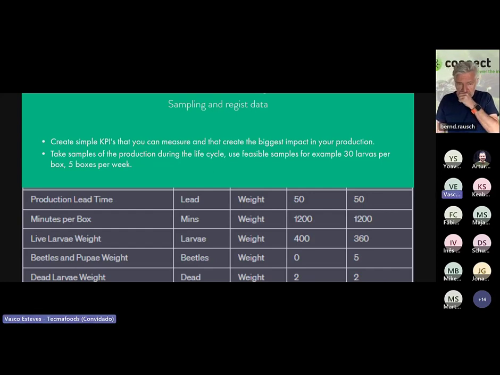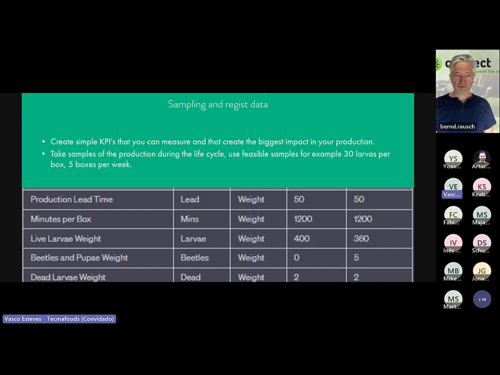So you need to steer the production. How good am I compared to the growing curve, the standard growing curve? Are my larvae good? No mortality? They are increasing in weight. So make simple KPIs. I have some here, like the population ratio, live larva weight, dead larva, etc. Make simple KPIs, stick to it, and try to at least measure per week, per batch.